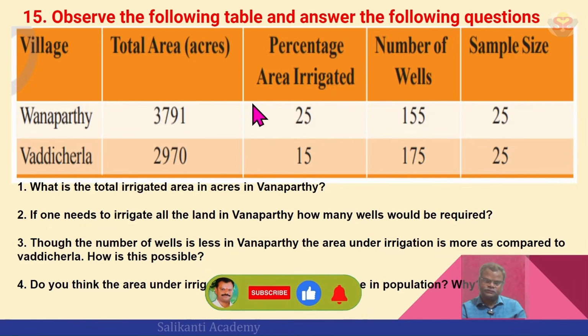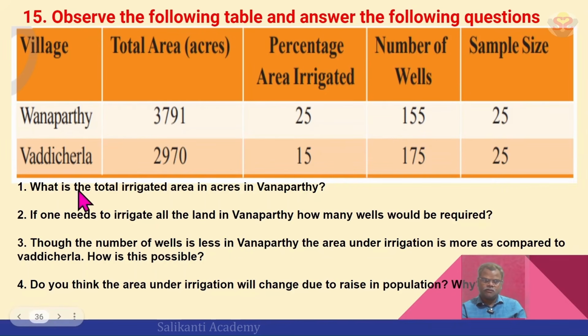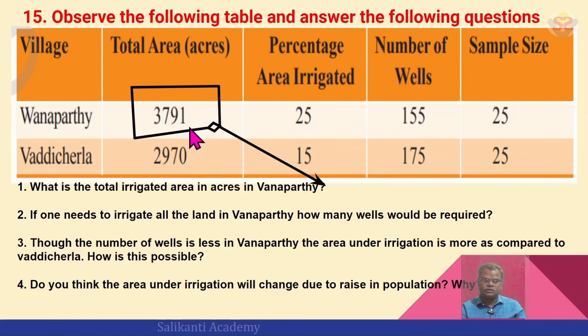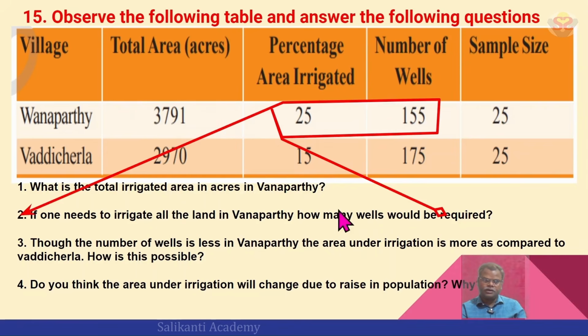This is the table present in the last lesson, that is natural resources. Observe the following table and answer the following questions. What is the total irrigated area in acres in Vanaparthi? 3791. If one needs to irrigate all the land in Vanaparthi, how many wells would be required? For 25%, the number of wells required is 155. For total land irrigation, 155 into 4 equals 620 wells are required.